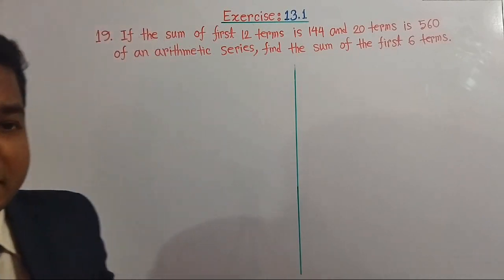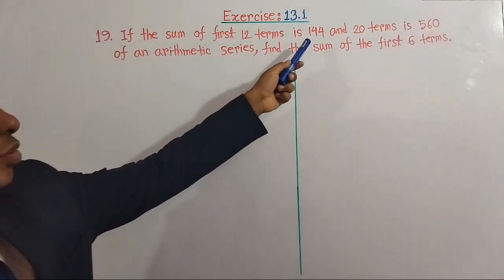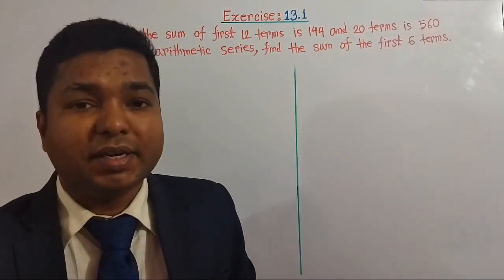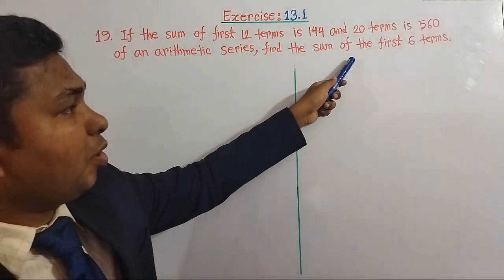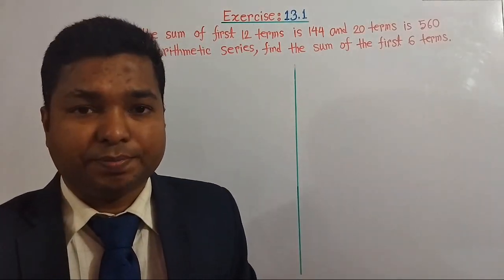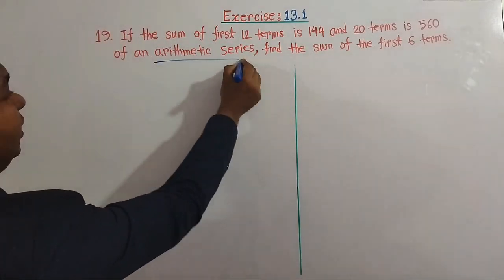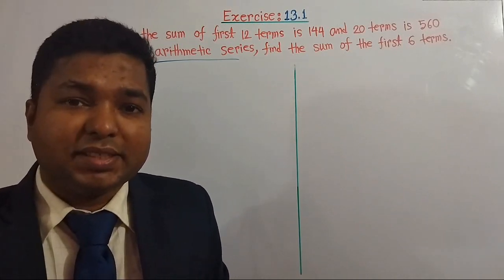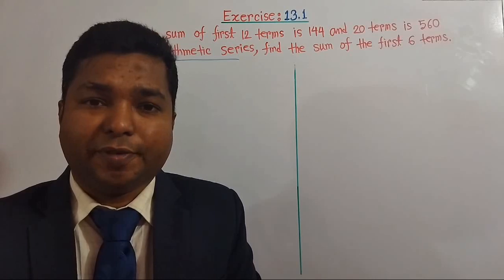Here question number 19: if the sum of first 12 terms is 144 and 20 terms is 560 of an arithmetic series, find the sum of first 6 terms. My dear students, here the given series is an arithmetic series, but the series is not given.